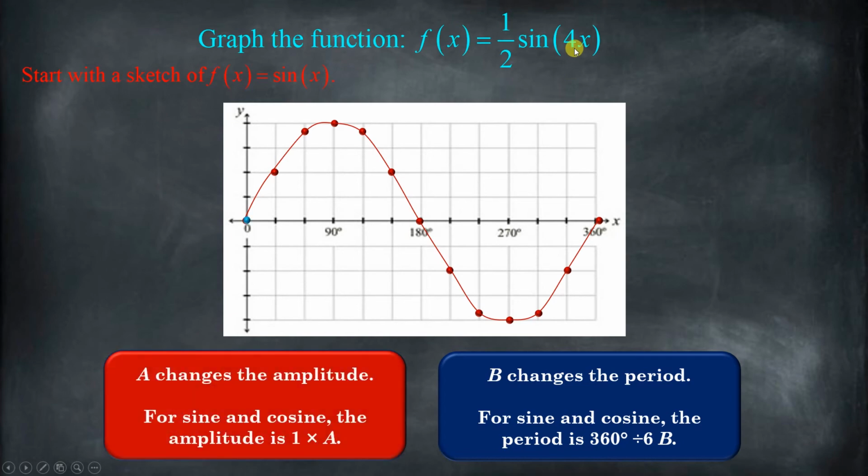Now, we know that the period is 360 for regular sine, so 360 divided by b will be our new period. b is 4. 360 divided by 4 is 90 degrees. So we're going to be starting at (0, 0), and one period is going to end at 90. That's pretty quick. That means that halfway, at 45 degrees, we're going to have a third x-intercept. So it's going to be right there at 45 degrees.